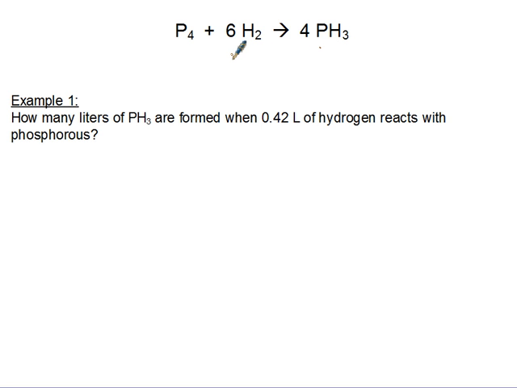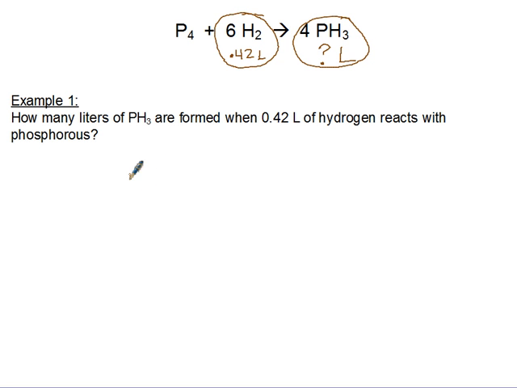All right, so example number 1. How many liters of phosphine gas, or pH3, are formed when 0.42 liters of hydrogen gas reacts with phosphorus? All right, so Mr. Herzog is writing down our given and unknown information right now. Got it.